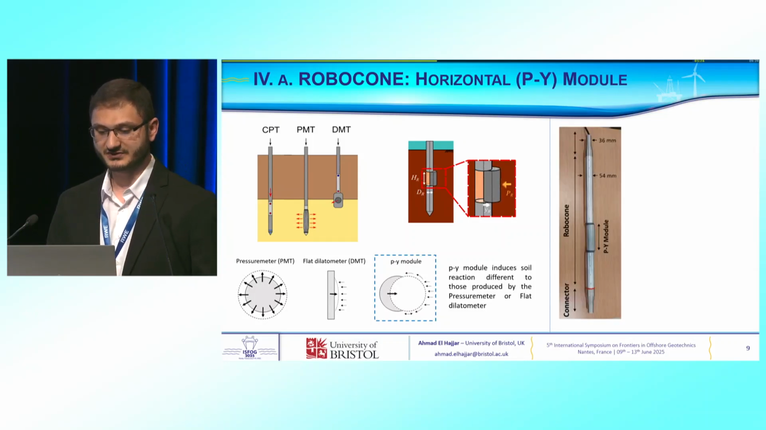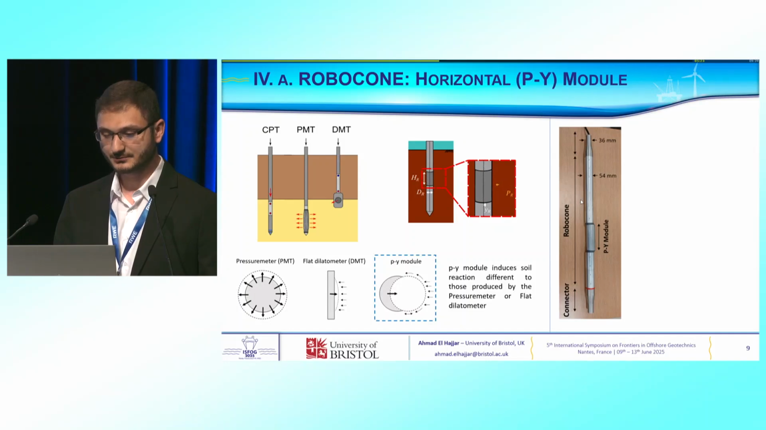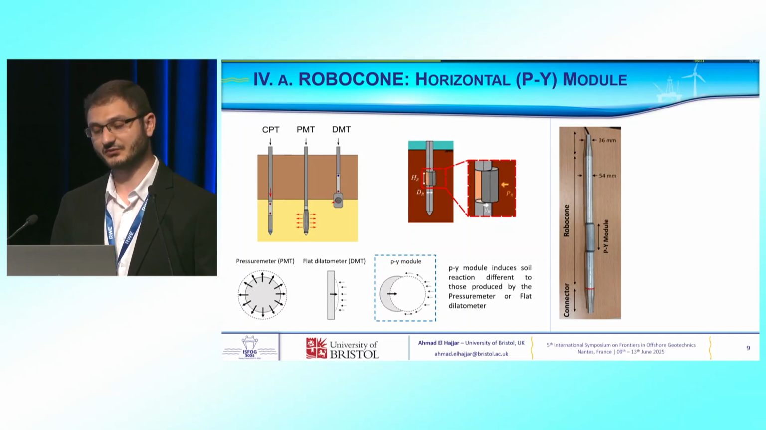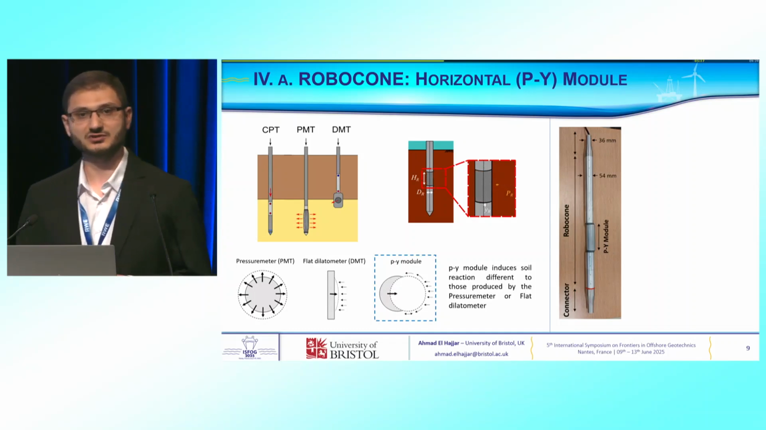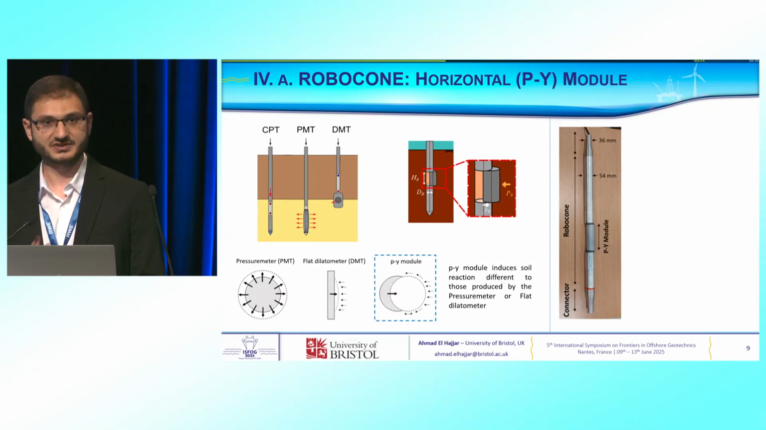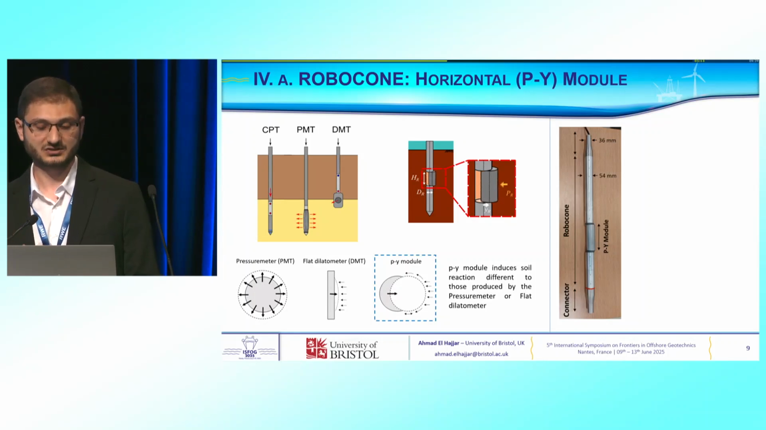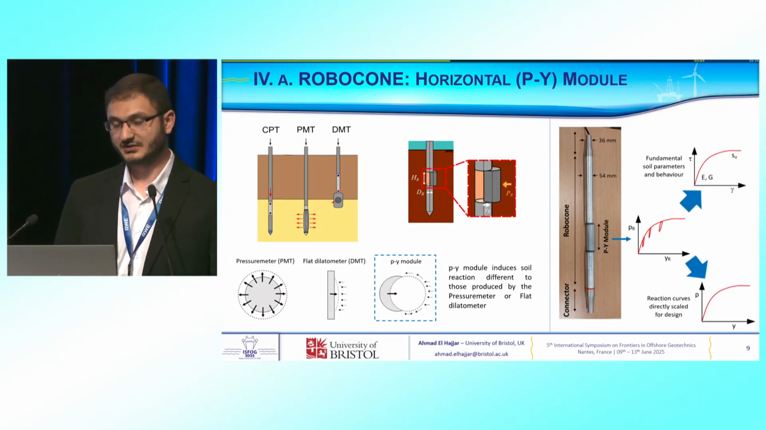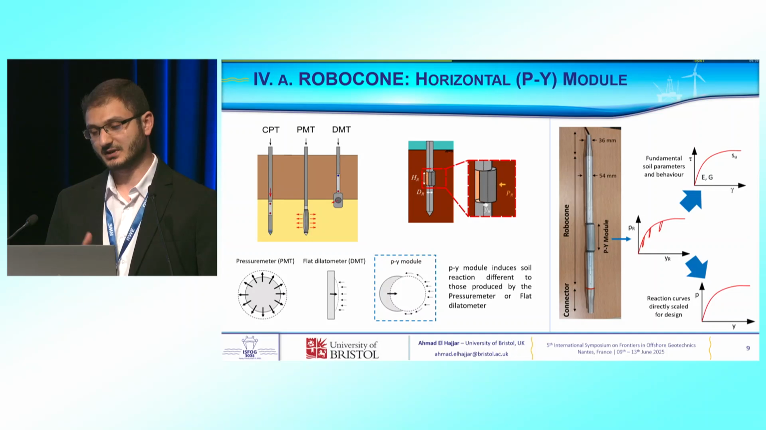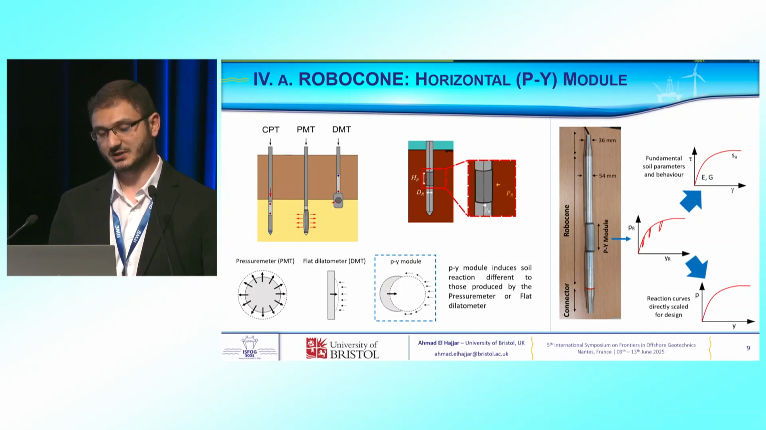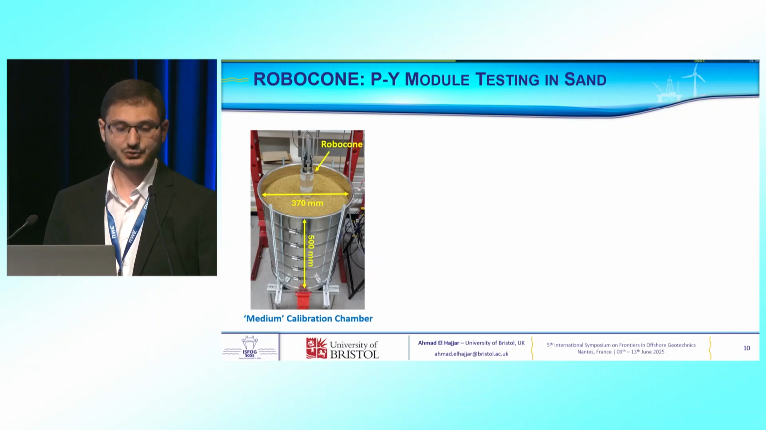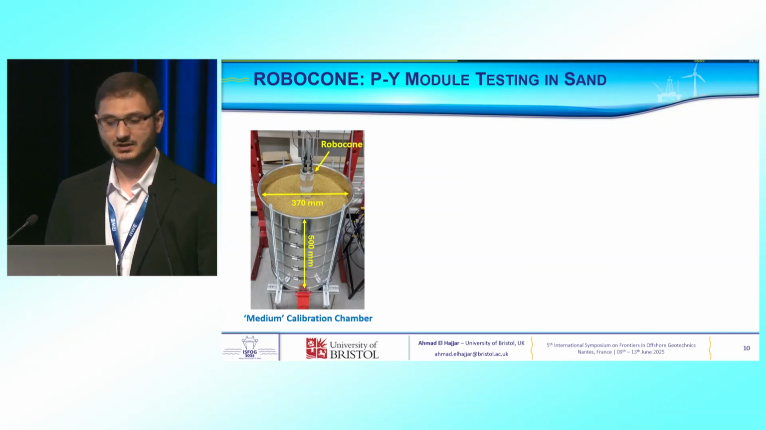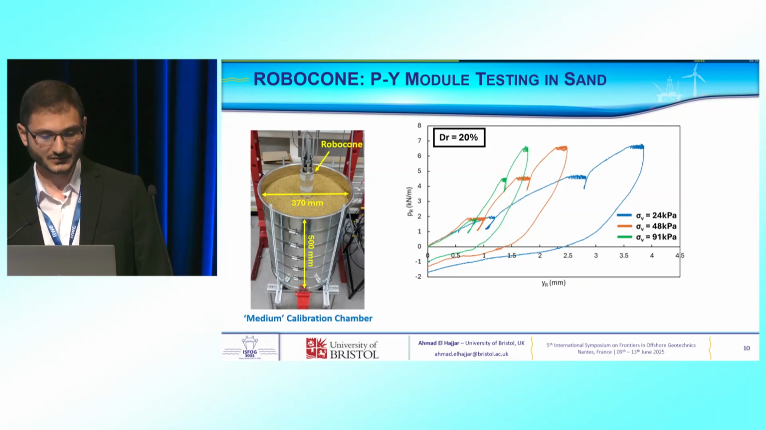Here is a photo of the last version of the PY module. It's a cone having 54 millimeter, 10 to 20 millimeter more than the standard CPT, because it's aimed to be inserted after the CPT, and by analyzing the results, we can get directly the PY curve and a few fundamental soil parameters. Here is a photo of the small calibration chamber at the University of Bristol.